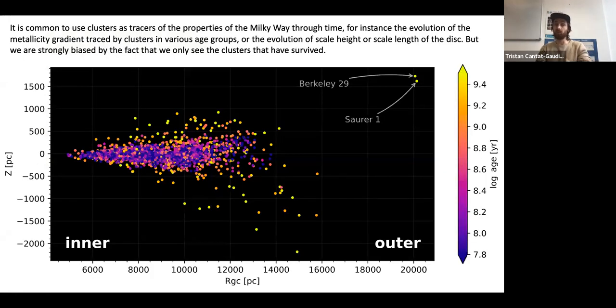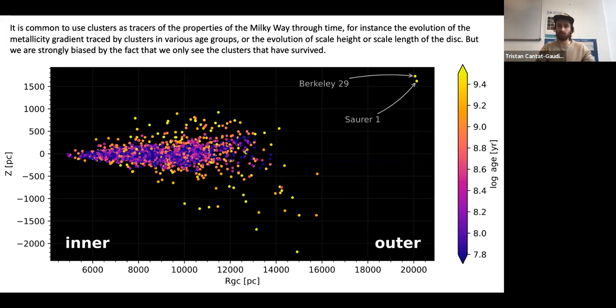And to look back to why this is relevant to the Milky Way structure, it's because every time you make a map like this and you want to fit a function of the evolution of something like I showed the scale height with age, or sometimes people want to use clusters to see the evolution of the abundance distribution in the Milky Way through time.